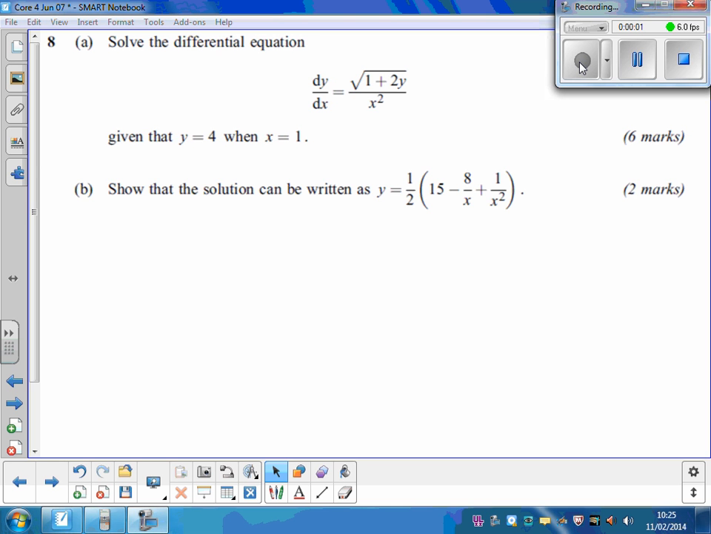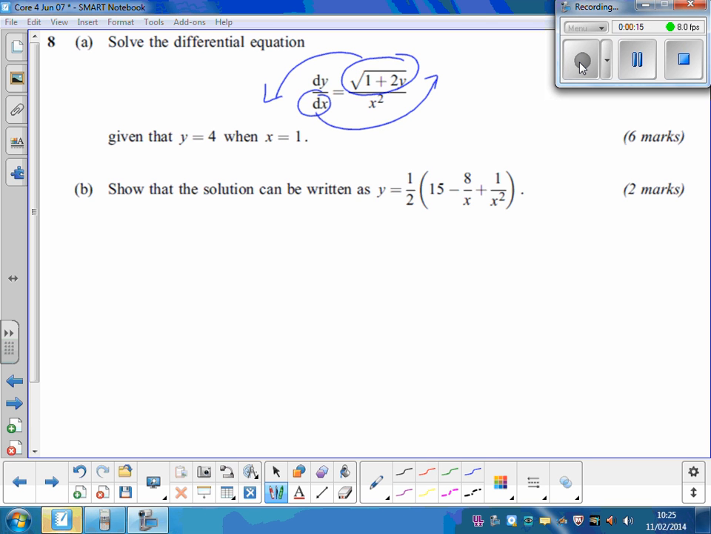June 2007 Core 4, the final question is our differential equation. Interesting seeing some people try and do this. We start by separating variables. So the dx is going to go up there, and this thing here is going to come down to here. So our first line is going to look something like this. We're talking about the integral of 1 over the square root of 1 plus 2y dy equals the integral of 1 over x squared dx.